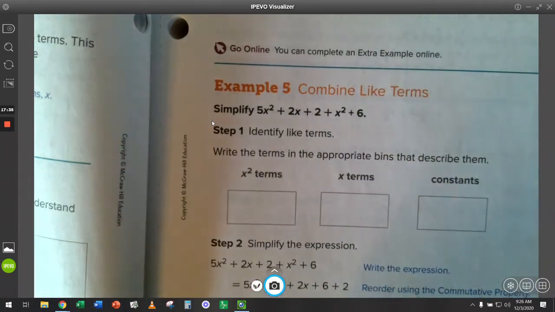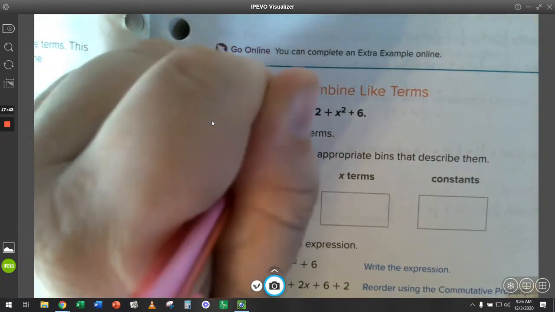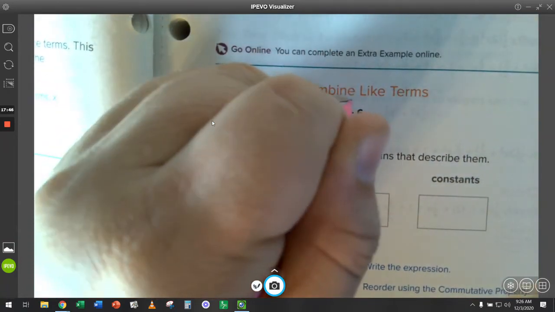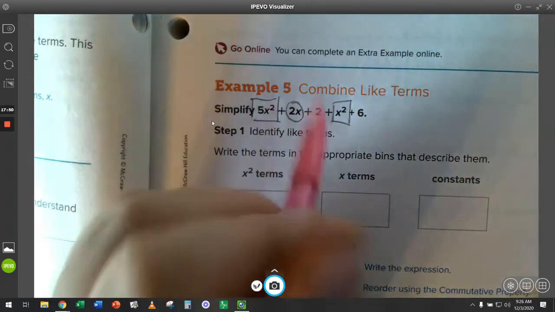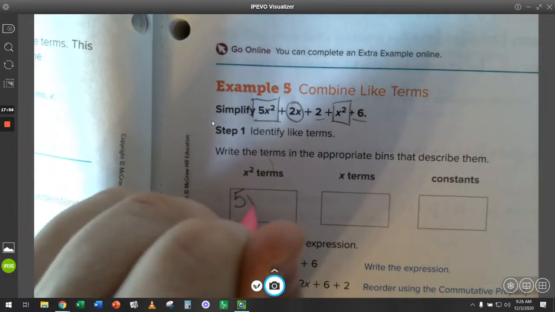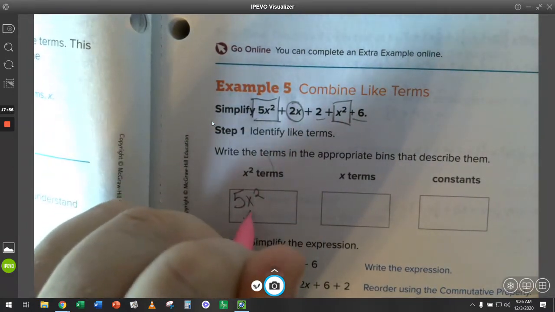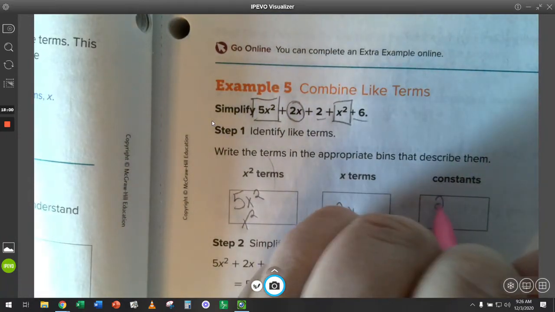Now, what if we have squares? Ooh, that's something totally different. So now we might need to make a box around those involving squares, circle those involving just an x, and underline the constants. So we can then sort those terms into the correct boxes.